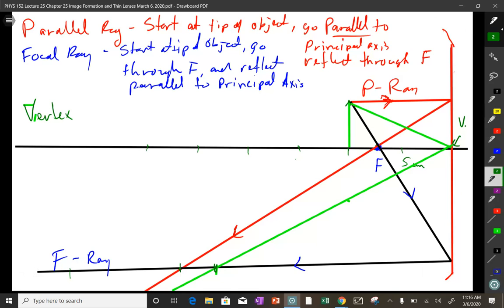You say with the vertex, it's the place where the principal axis meets the mirror, or lens when we get to lens. So the principal axis is normal to the surface of the mirror, and when you hit the vertex, that means your angle of incidence is the angle between the principal axis and the ray. The principal axis is normal to the surface of the mirror going through the center.